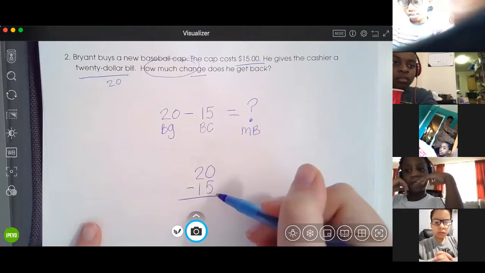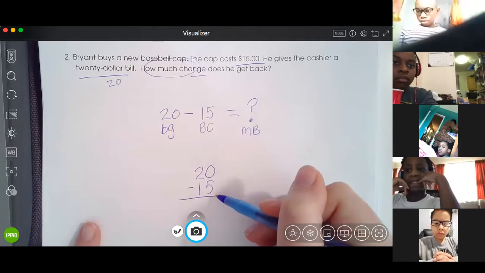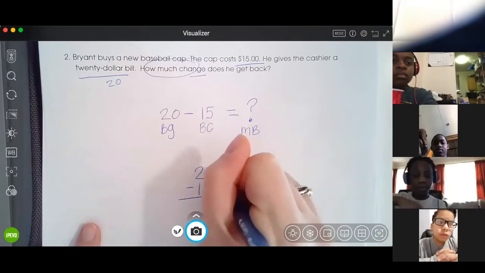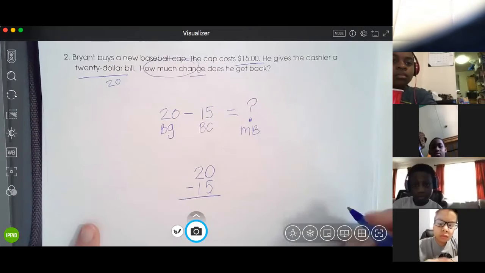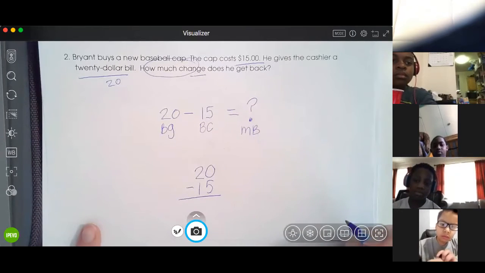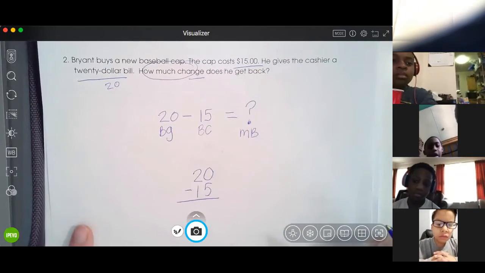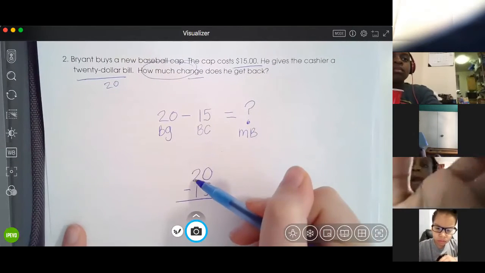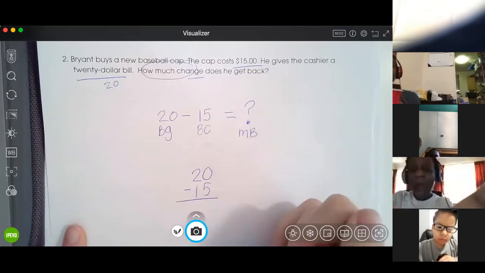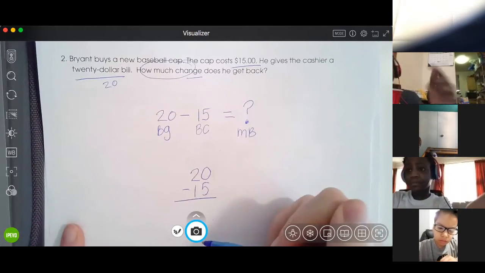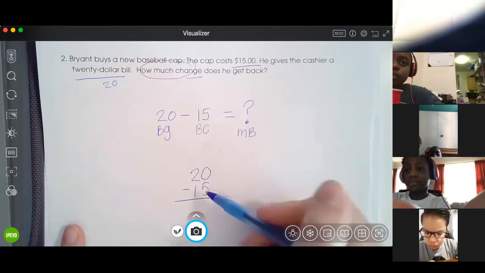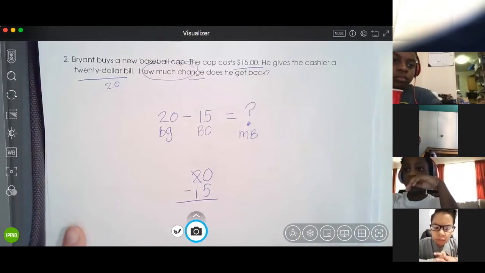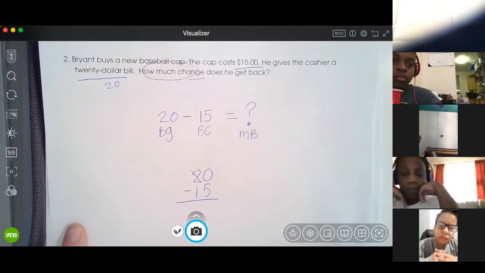Go ahead, Naima. 5 minus 0 is 5. Can we take 5 away from nothing? If there's nothing there, can we take 5 away from it? No. No? So what are you going to do? Go to the tens place. Okay, what should we do in the tens place? We should cross out the 2 and over the 2 we should put 1.